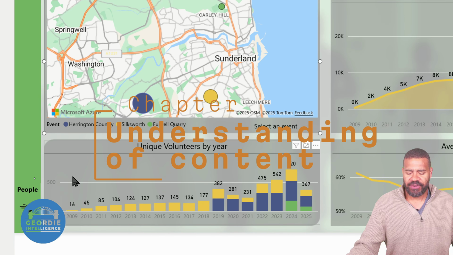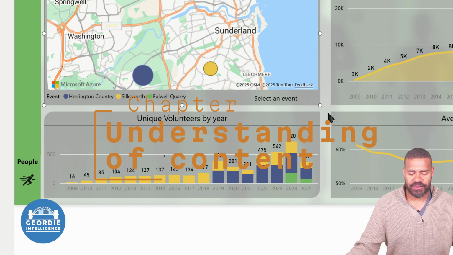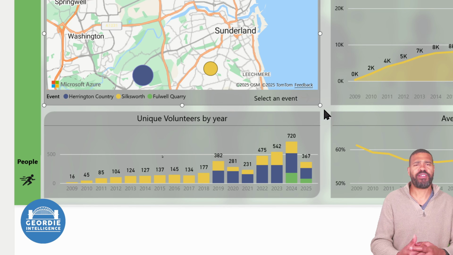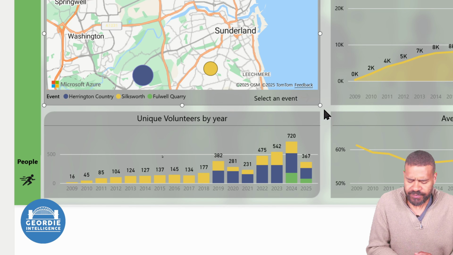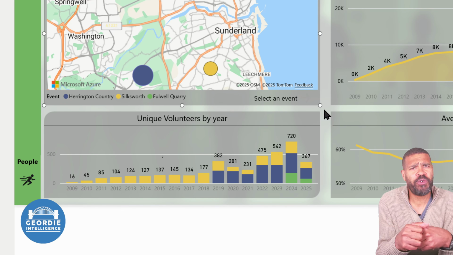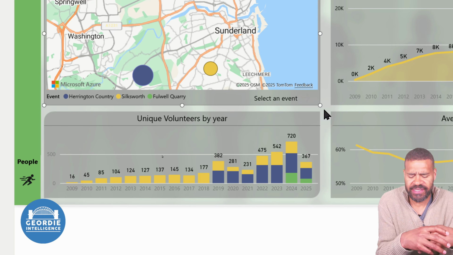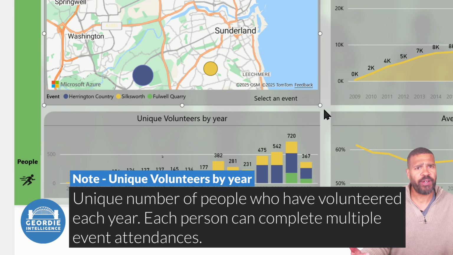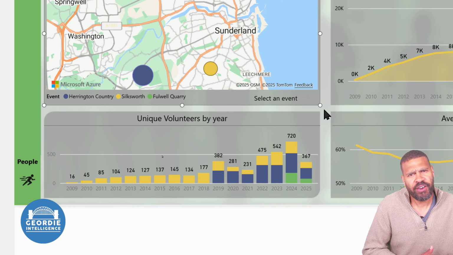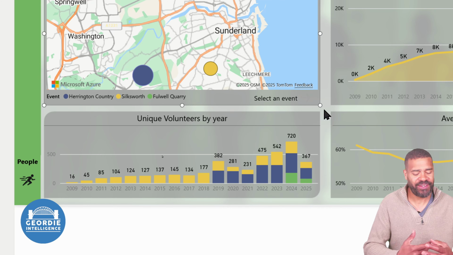If we scroll down here, we've got the unique volunteers, so how many volunteers have been through. It's interesting because, contextually, we can see there's a progression up there. But should we be putting a trend line on that? Would a trend line make sense? What would a trend line be for it, I guess, is the other thing.